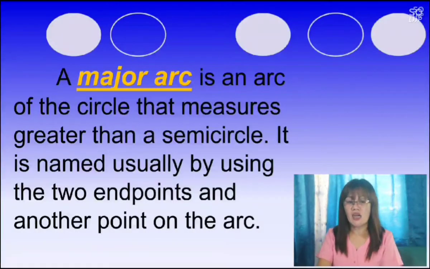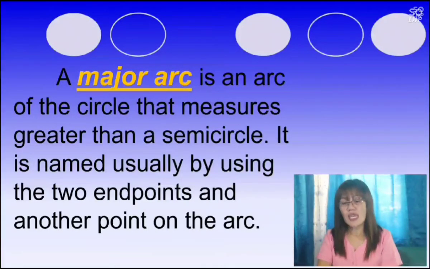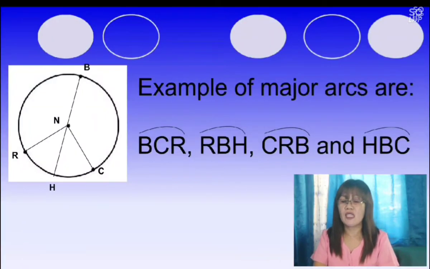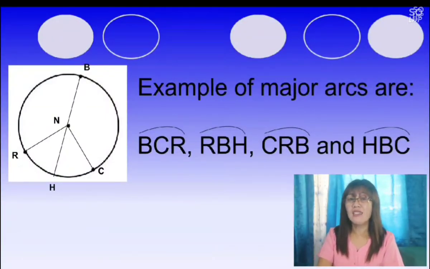A major arc is an arc of the circle that measures greater than a semicircle. It is named usually by using the 2 endpoints and another point on the arc. Example. Same example or same figure we used in finding the minor arc. We have circle N. The major arcs there are arc BCR, arc RBH, arc CRB, and arc HBC.